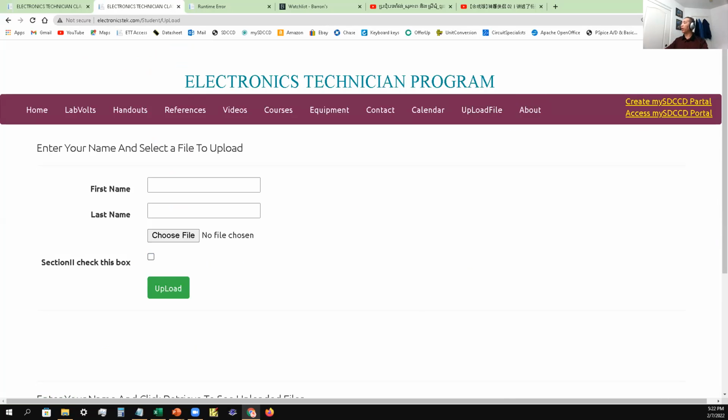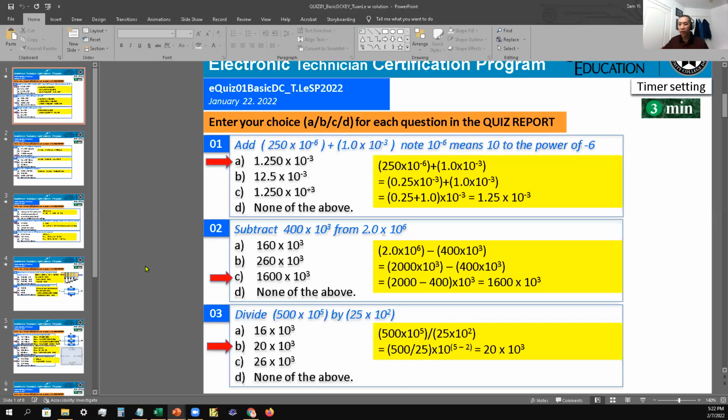Okay, so now that we have that clear, I can go over the quiz. For number one, it said to add 250 times 10 to the negative 6 plus 1 times 10 to the negative 3. Note that 10 to the negative 6 means 10 to the power negative 6. The answer is supposed to be in scientific notation, and this one is going to be A for apple for number one.